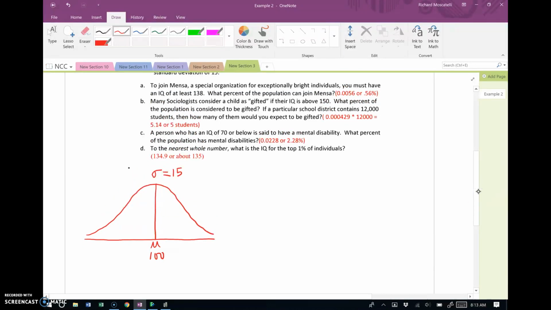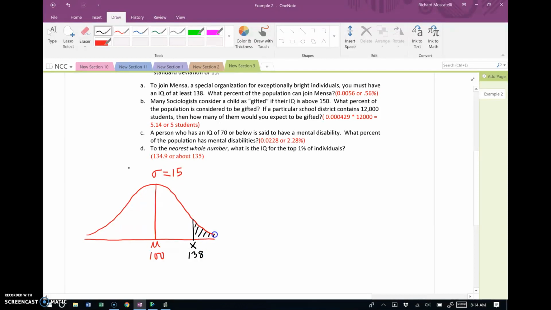Letter A says, to join Mensa, a special organization for exceptionally bright individuals, you must have an IQ of at least 138. What percent of the population can join Mensa? Now you can see I have the answers there. That's because that's from the notes on the normal distribution in week 4, and I work those in the notes as well. But if the center is 100 right there, I'll just draw a line here representing 138. Remember, that's a random x value, and it says at least, which means greater than or equal to.